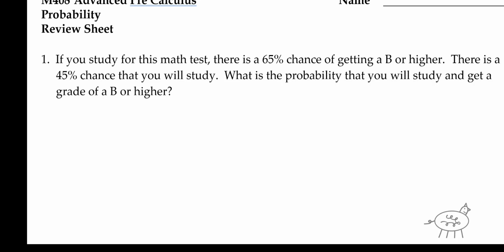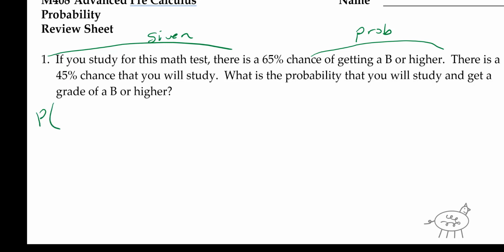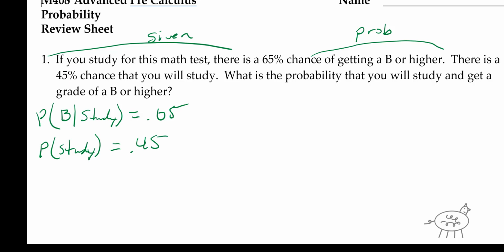If you study for this math test, there's a 65% chance of getting a B or higher. So if you study, that's your given, and the chance of getting a B or higher is your probability. You'd write the probability of a B or higher, given that you study, so that's 0.65. Then it says there's a 45% chance you'll study. The probability that you'll actually study, better be higher than that, is 0.45.